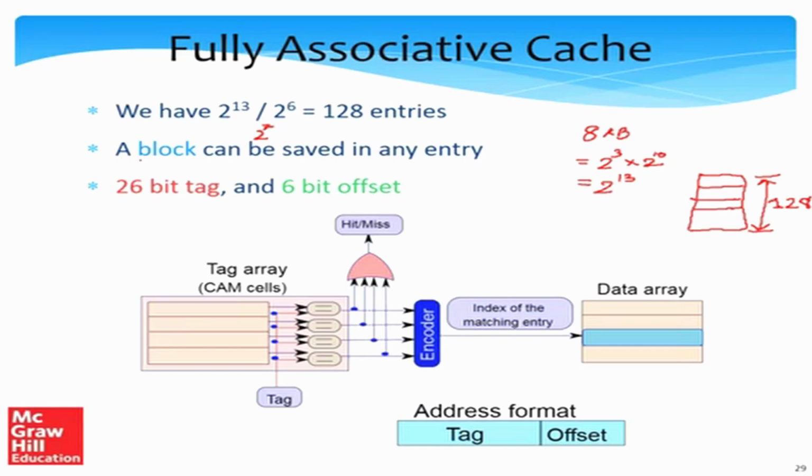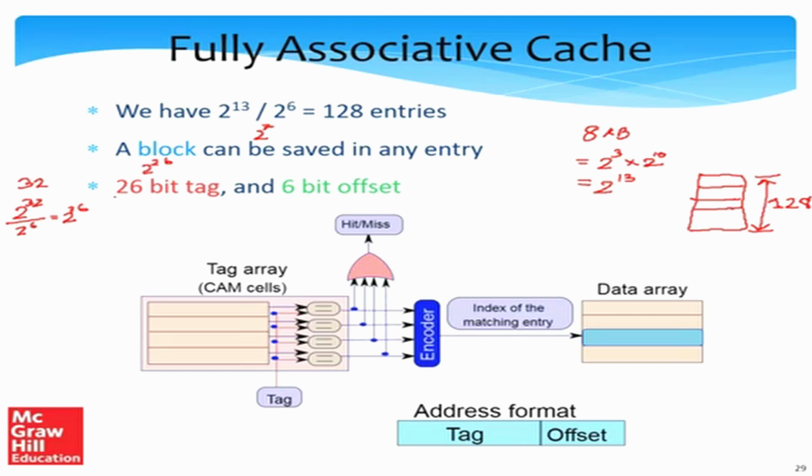We said that we can have 2 to the power 26 possible blocks. The reason is that we have a 32-bit memory system and a block size of 64 bytes. So 2 to the power 32 divided by 2 to the power 6 is 2 to the power 26. So a block address is 26 bits. And since a block is 64 bytes, which is 2 to the power 6, there's a 6-bit offset of a byte inside a block.